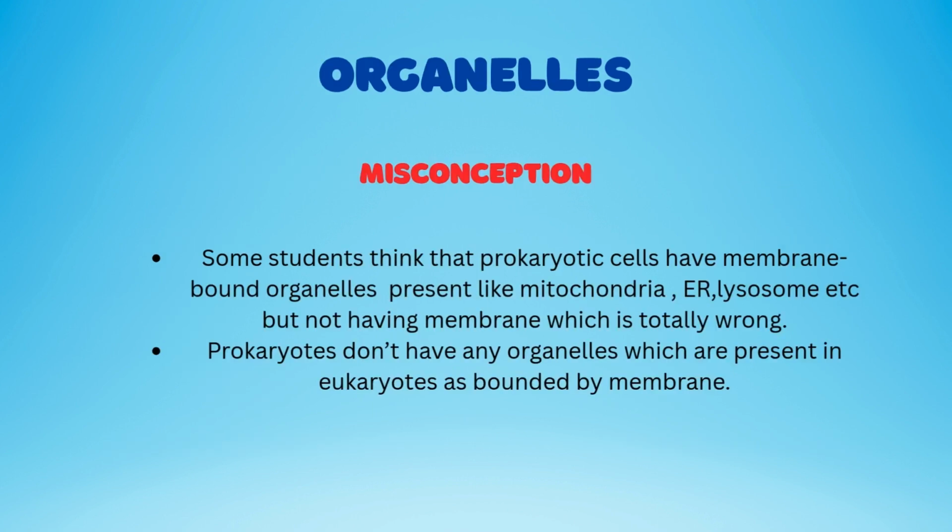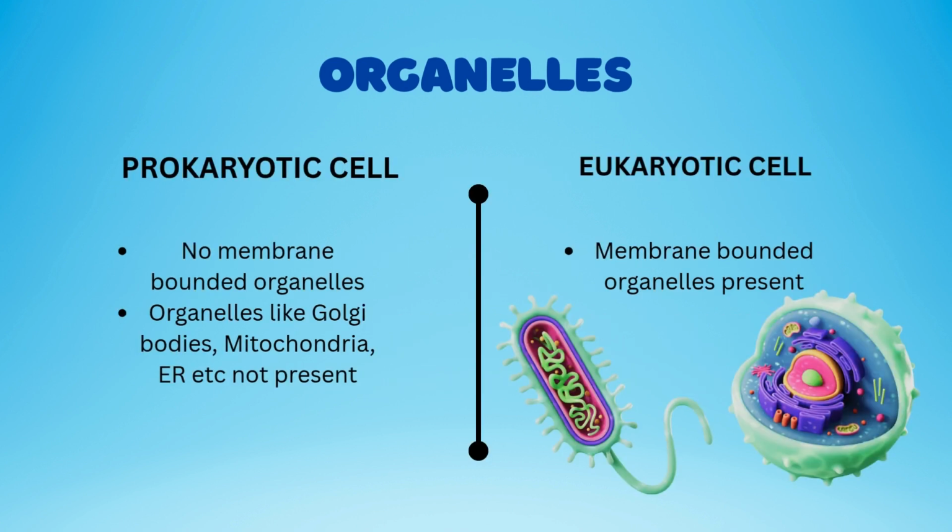Now comes an area where many students get confused. Some students think that prokaryotic cells have membrane-bound organelles, with either a single membrane or none. That's totally incorrect. Prokaryotes do not have any organelles enclosed in membranes. Eukaryotic cells have several membrane-bound organelles like mitochondria, Golgi apparatus, and lysosomes, each with specific roles.